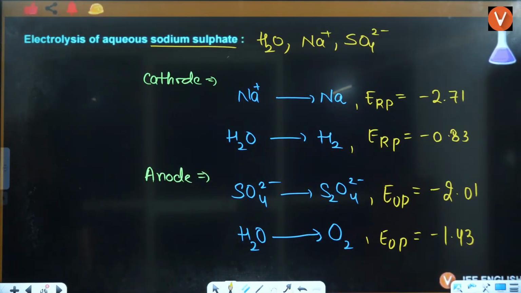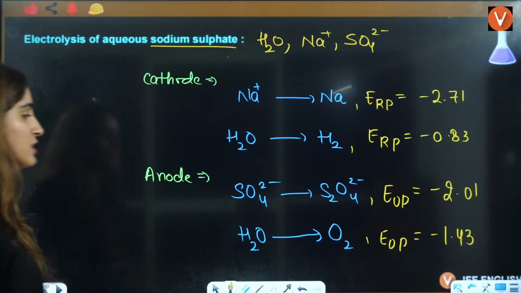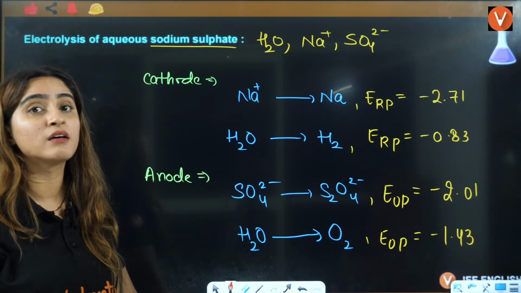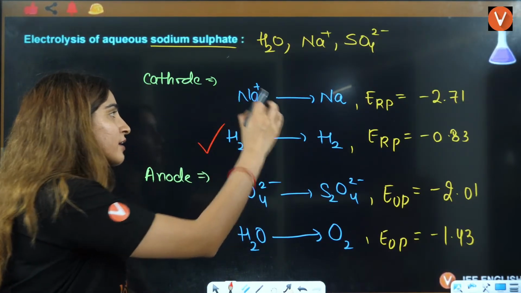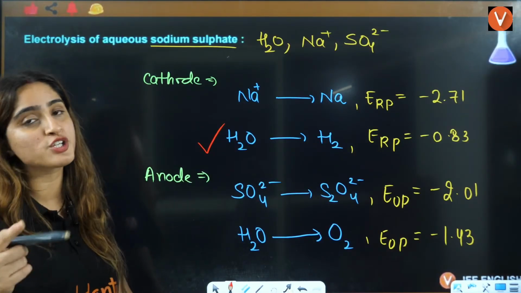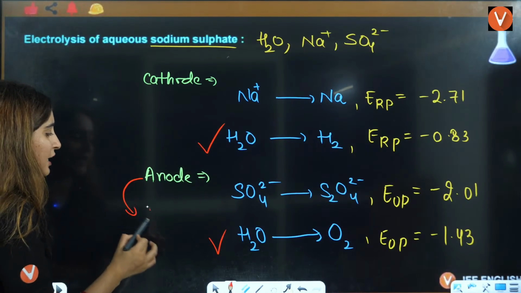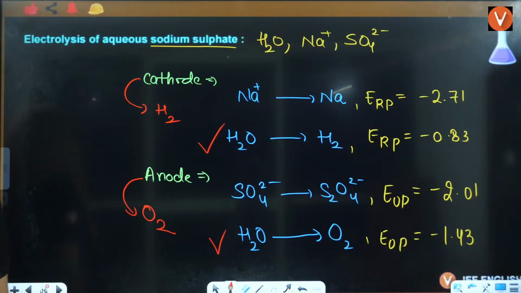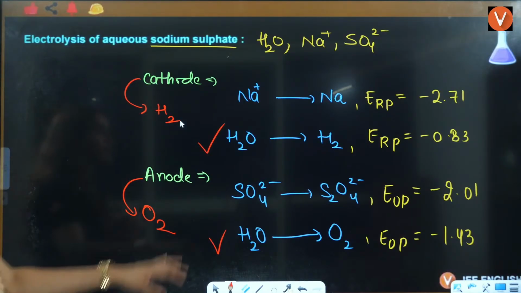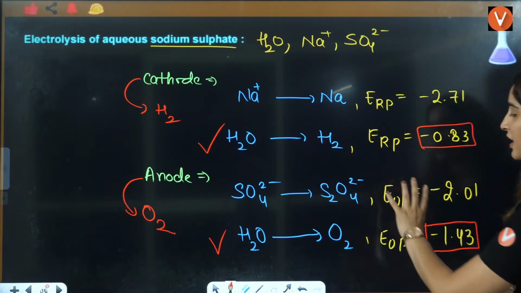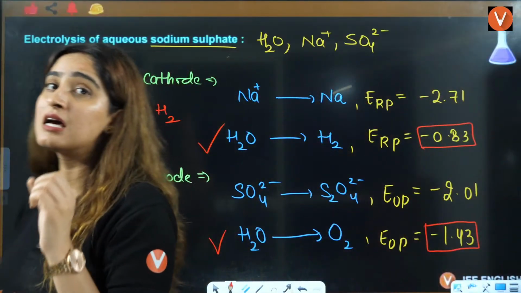Now tell me what is going to be the answer here. Students, are you able to identify this or not? The one which has high reduction potential will get reduced. This has high reduction potential. The one which has high oxidation potential will get oxidized. So this has high oxidation potential. Can I say at the anode you have O2, at the cathode you will have H2? Because you see this value is greater. Here we are checking the higher oxidation potential, and here the higher reduction potential.